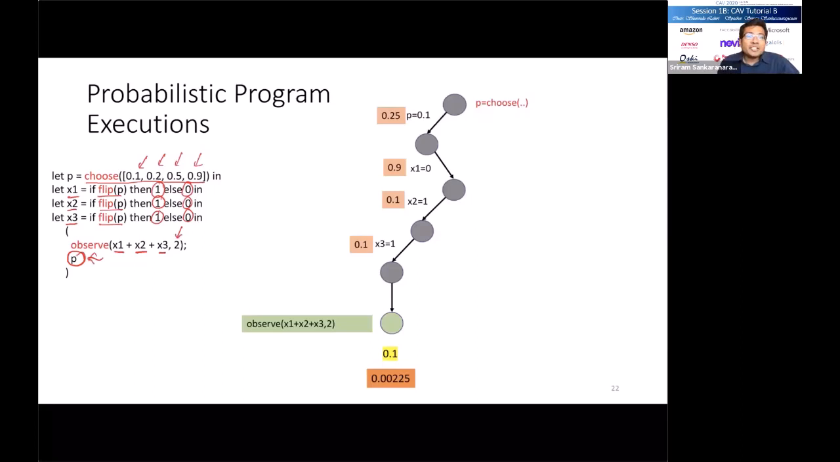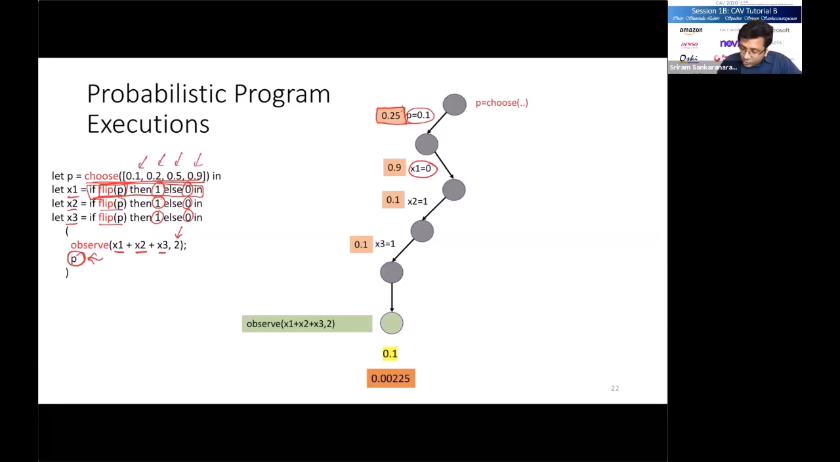Now imagine an execution of this program. I start with the choice statement and I get P equals 0.1. In this red box, I'm going to account for the probability of that happening. That's going to happen with probability 0.25. Now I get to this next statement. I'm going to flip the coin and then get a 1 or a 0. Let's say I got a 0. What's the probability I get a 0 here? It's the probability that this flip gave me a false. Well, it's 1 minus P, because I flipped a coin with probability P. So it's 0.9, and I put that in a box.